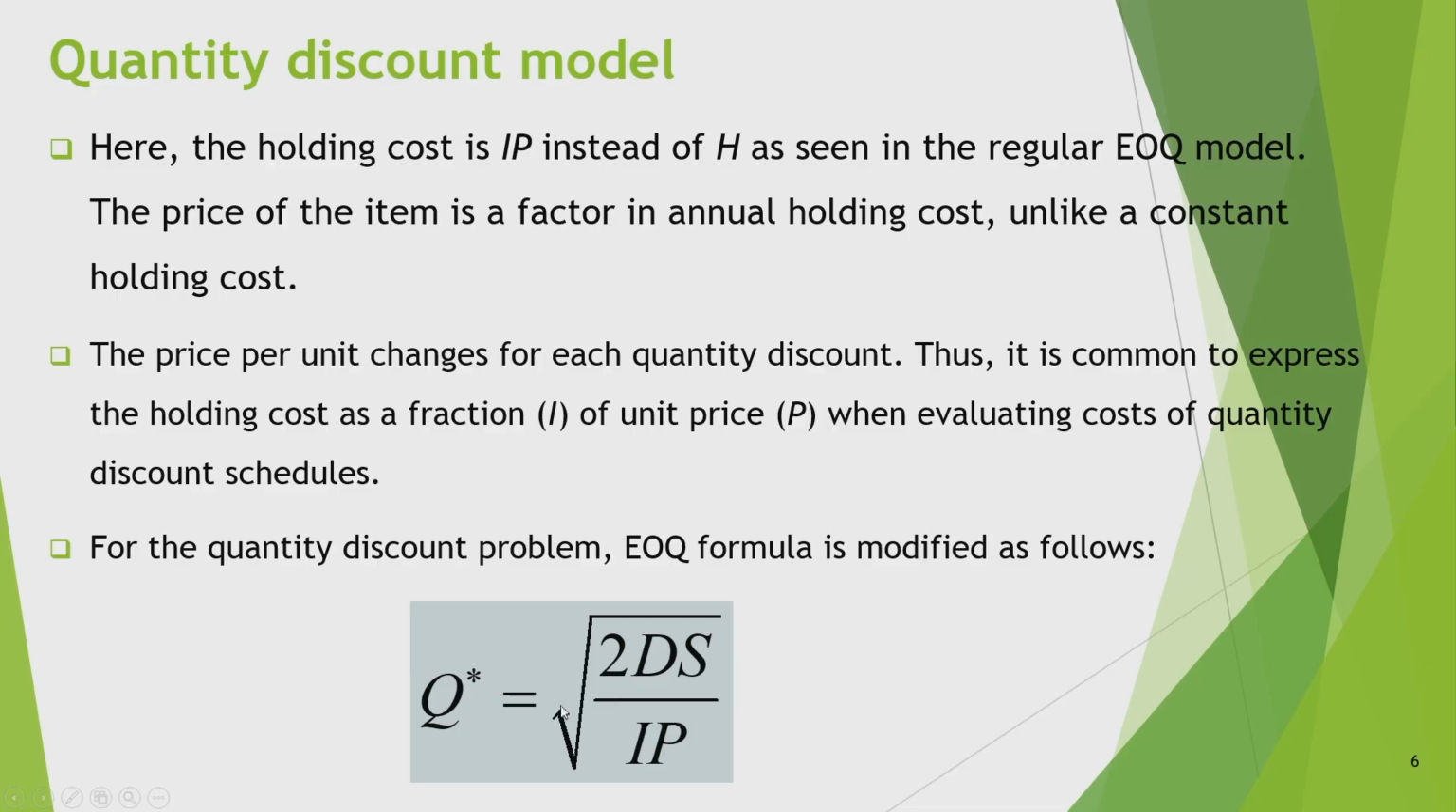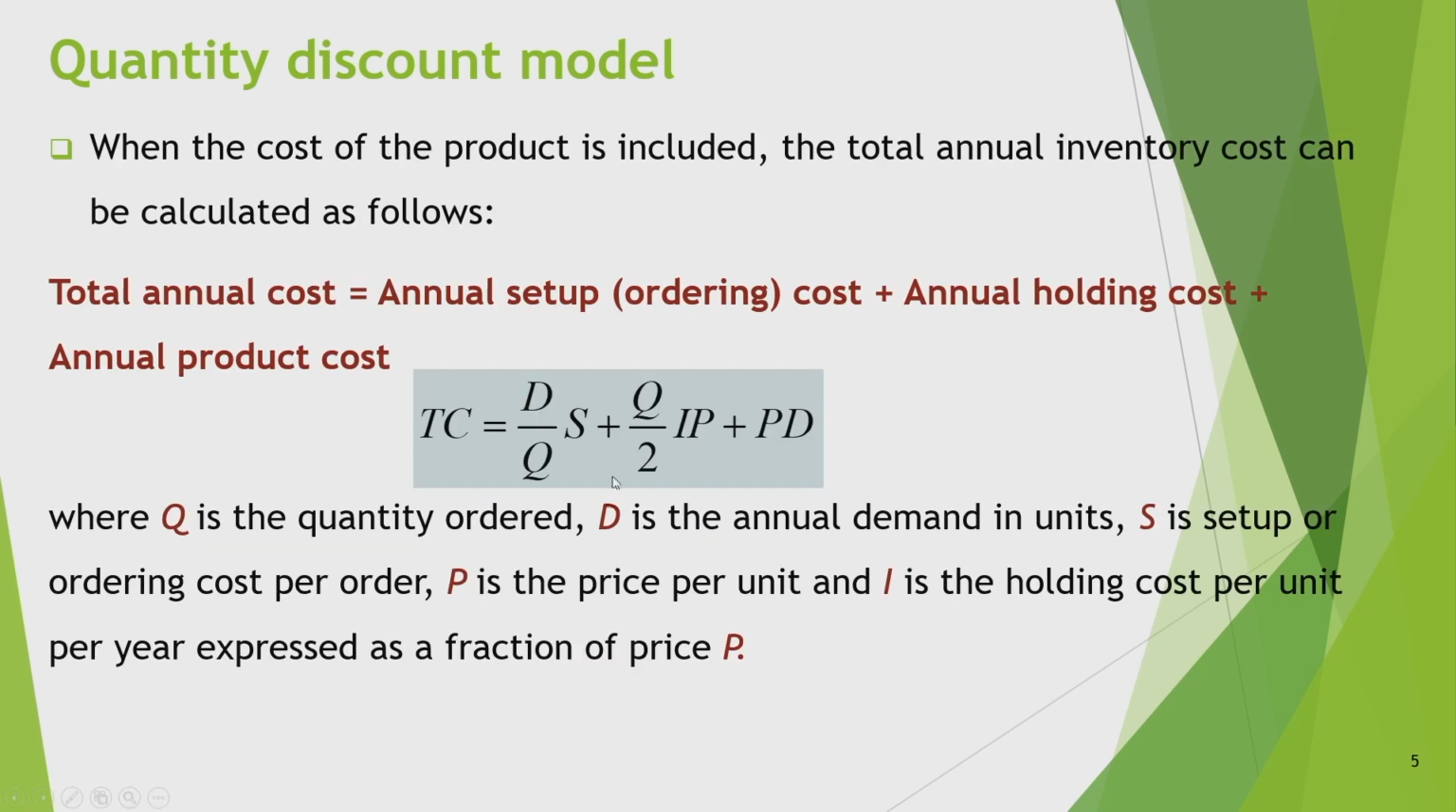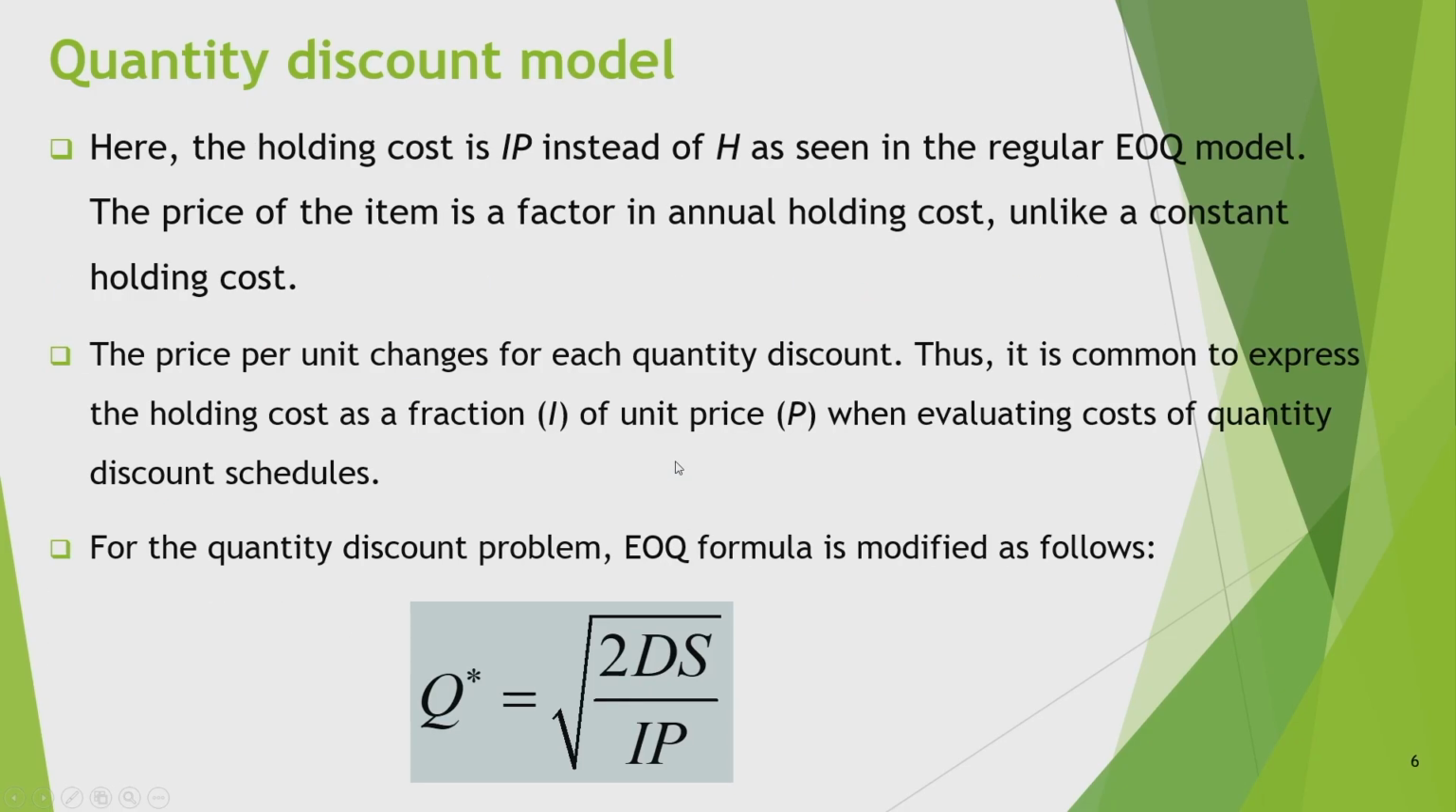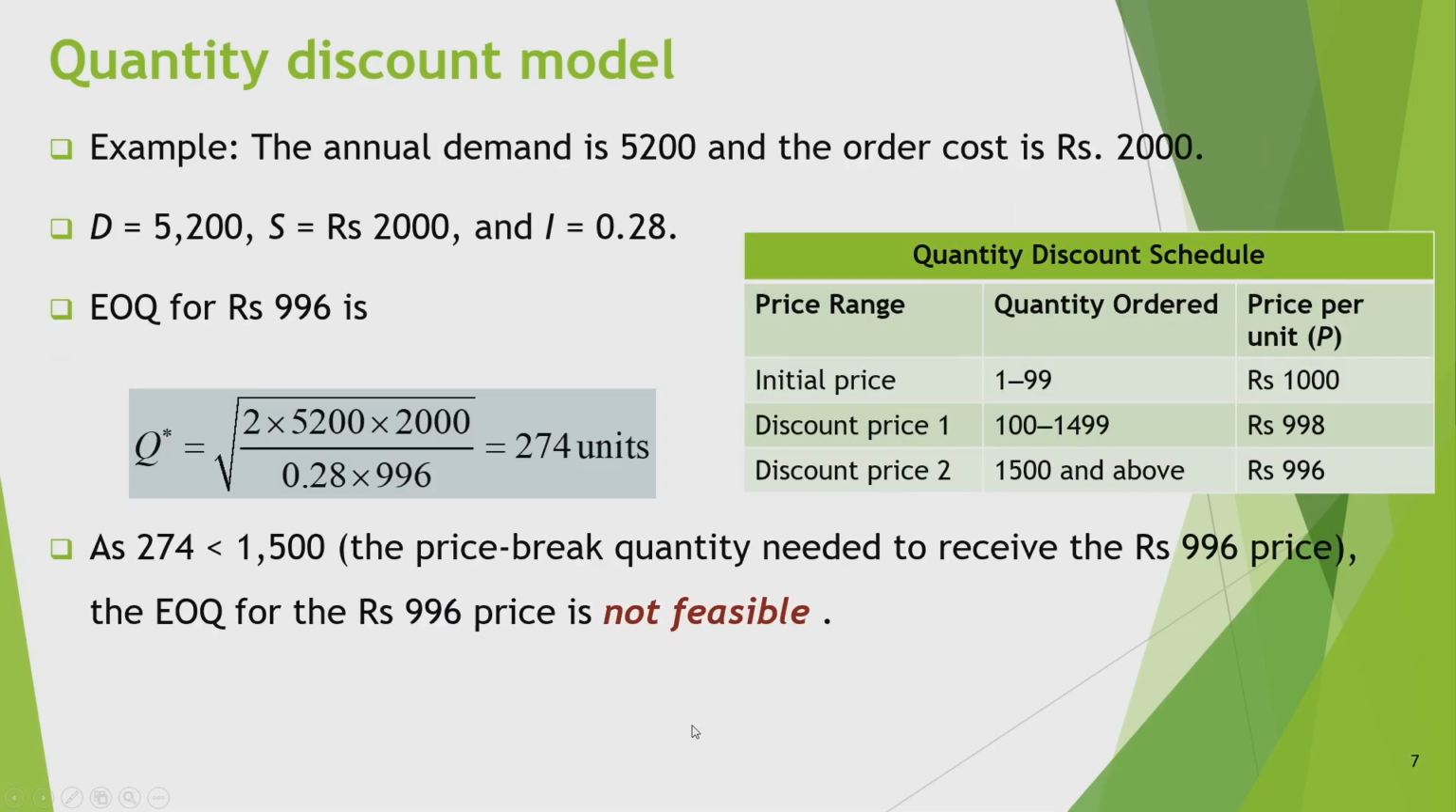Q star is equal to the square root of 2DS by IP. You can derive this. If you differentiate the total cost with respect to Q, the Q term is not present in PD, so that will not come into the picture, and ultimately you will get the same type of formula. Instead of H, it will be IP. So Q star will be the square root of 2DS by IP. This is the economic order quantity.